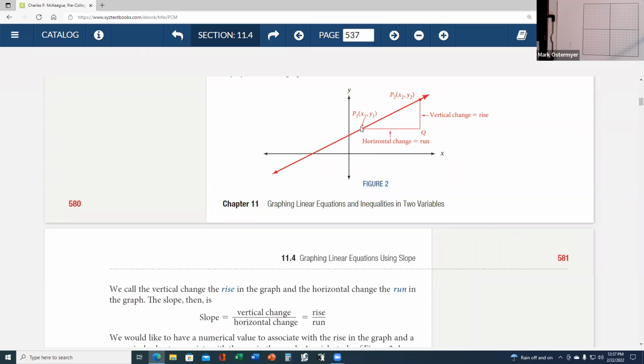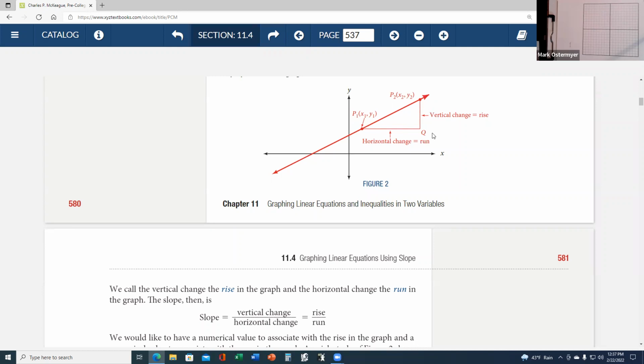If I walk from point P1 up to point P2 along this red line, I will experience two things. I will experience a horizontal change in my location and also a vertical change. We call the horizontal change the amount of run we experience, and we call the vertical change the amount of rise we experience as we walk from one point to another point on this line.